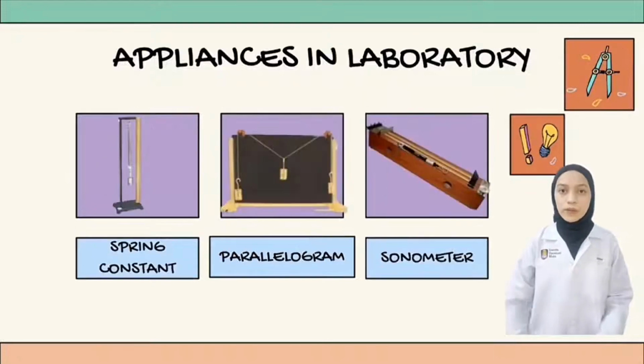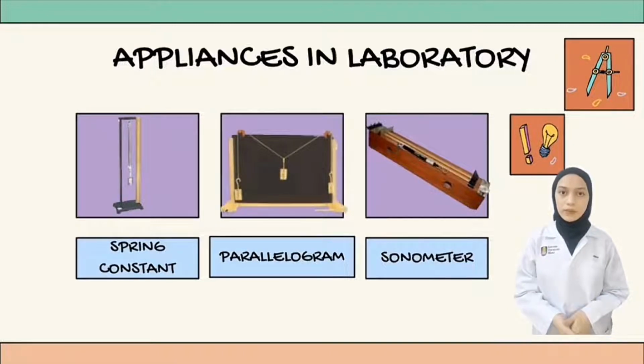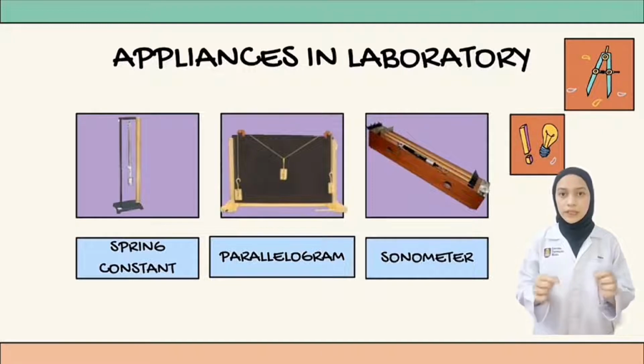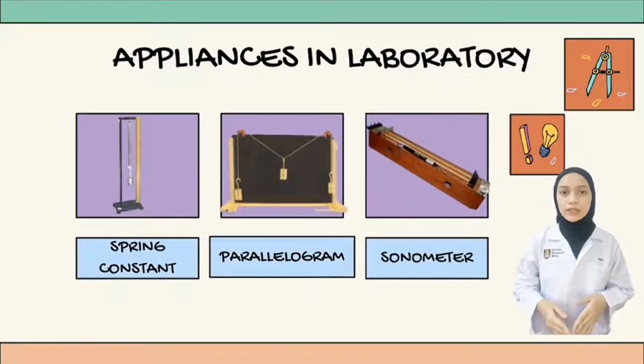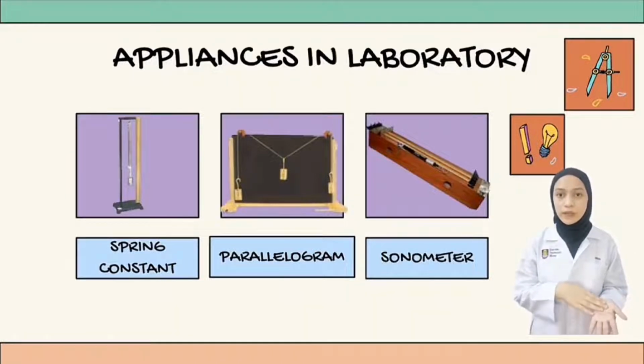We also use a spring constant apparatus to learn about Hooke's law. It consists of a retort stand on which a spring is clamped. Parallelogram of forces apparatus measures forces acting on a single point. It consists of a small blackboard with two aluminium pulleys clamped at the top. Lastly, a sonometer measures the relationship between the frequency of the sound produced by a plucked string and the tension, length and mass per unit length of the string.